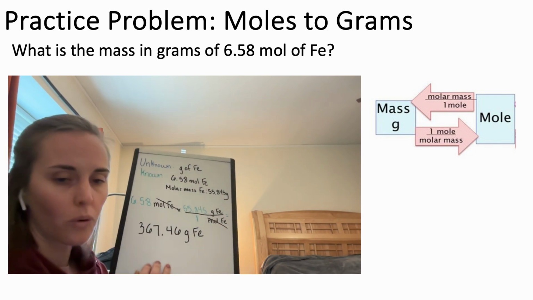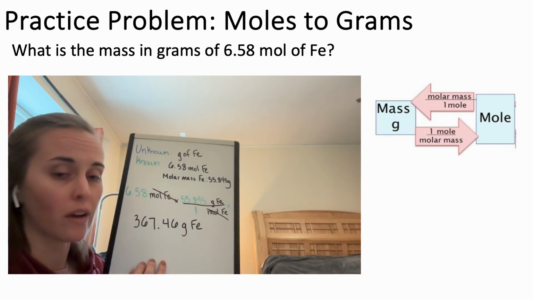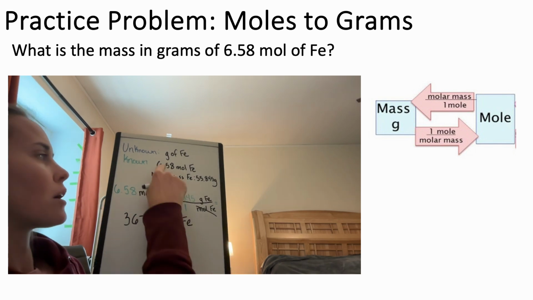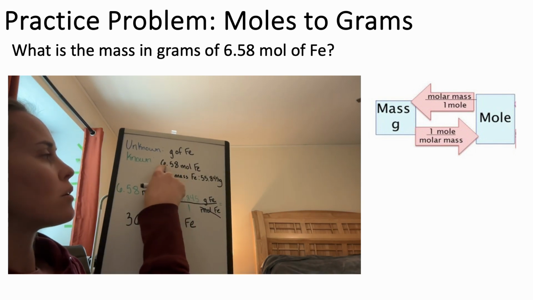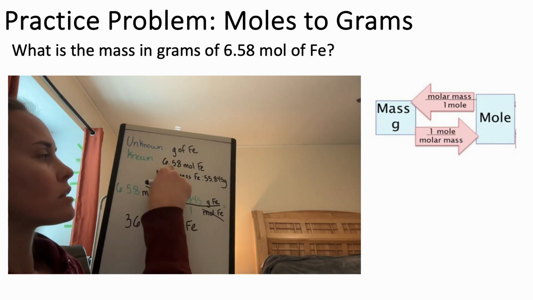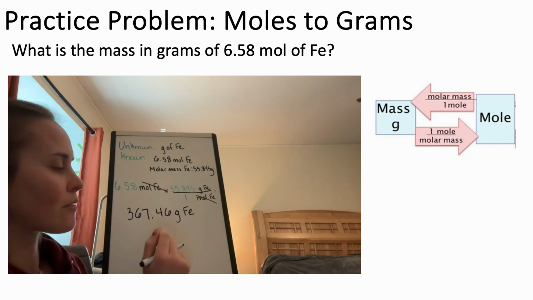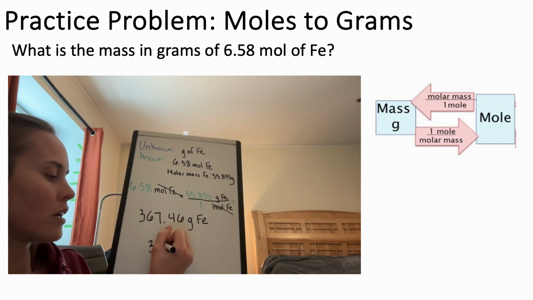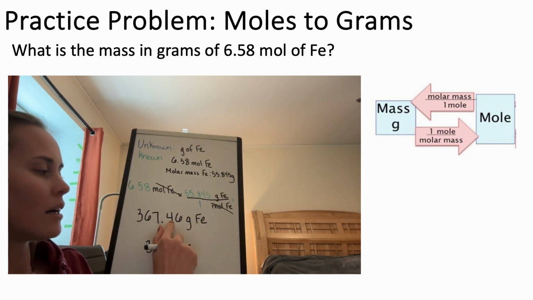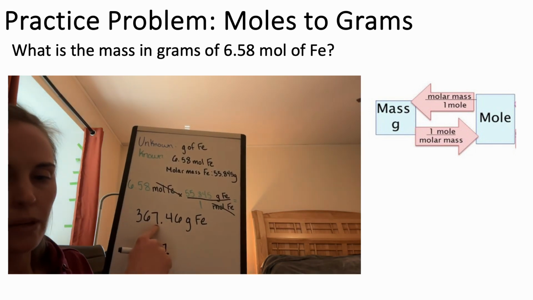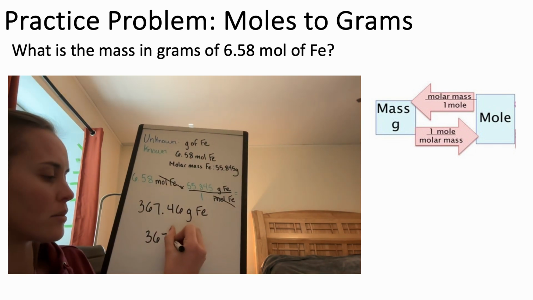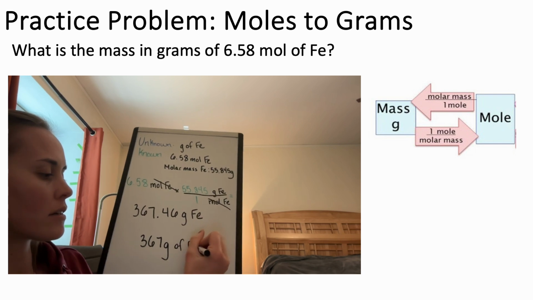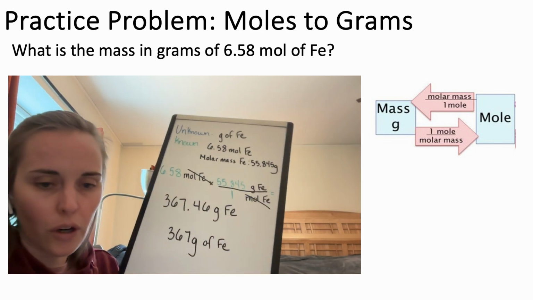Now, you have to report your answer using significant figures. With your significant figures, you're going to say, okay, they gave me 3 significant figures. 6.58 has 3 significant figures. So my final answer has to be reported with 3 significant figures. So that's 367. The next digit is a 4, so we don't round up. We don't change this number at all. So we'd say 367 grams of iron as the answer to your question.